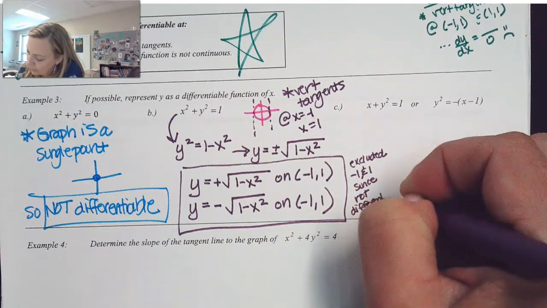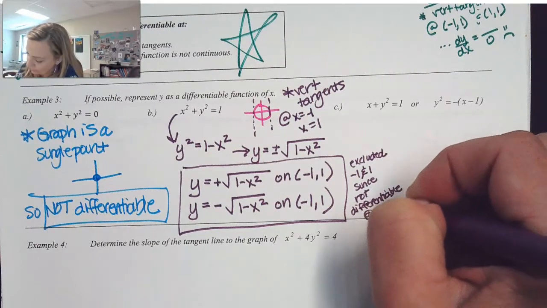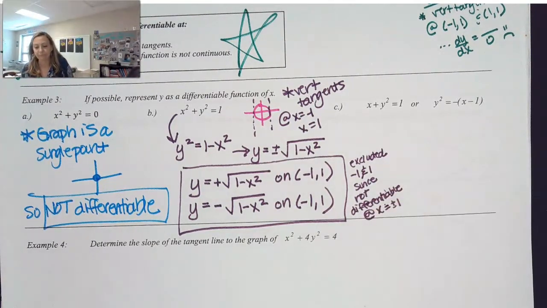Why is that word so long? So it's not differentiable at x equals plus or minus 1, okay?